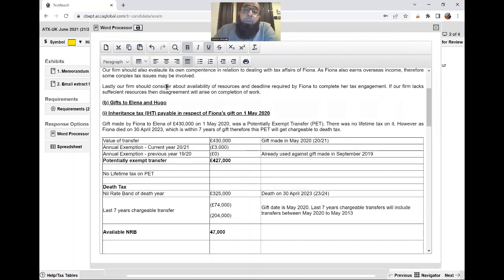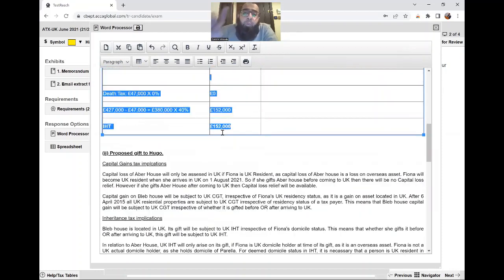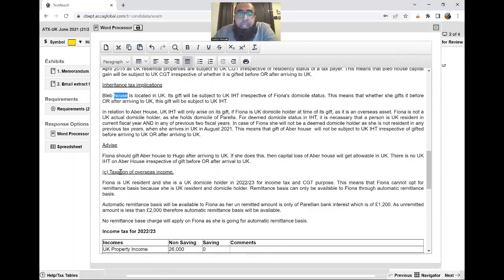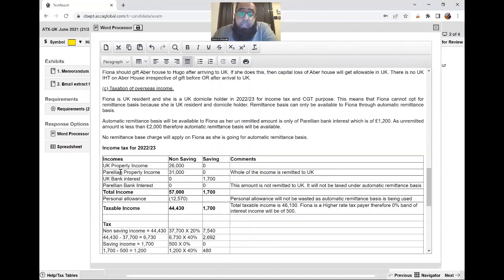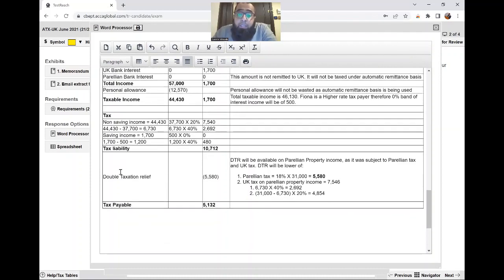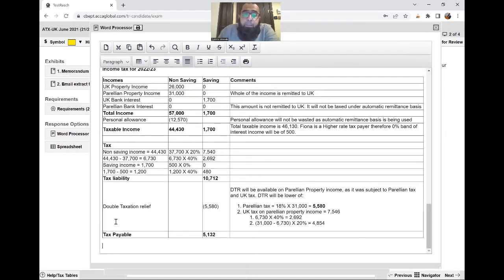Then part B1 was a very, very basic part where we have to calculate the IHT only. Then part B2 was a bit tricky. Proposed gift to Hugo, where we have to talk about CGT and IHT implications. And then part C, taxation of overseas income. Believe me, I don't think that is difficult. It was just a routine requirement. We made the tax return, we classified the income, we calculated the tax, and then we took DTR. I hope that you people are getting it. Is it clear?